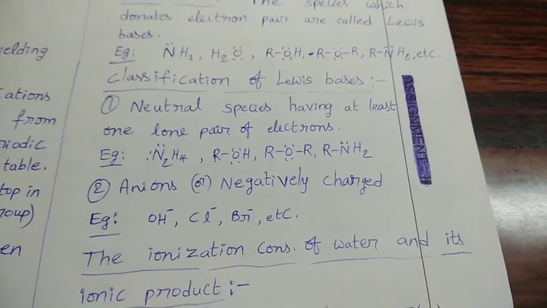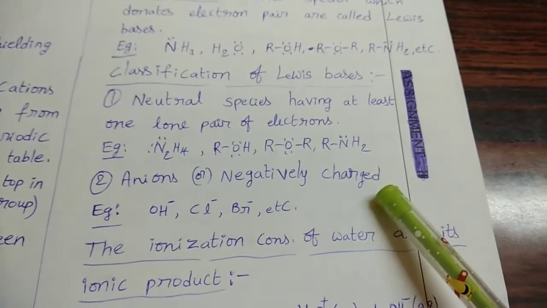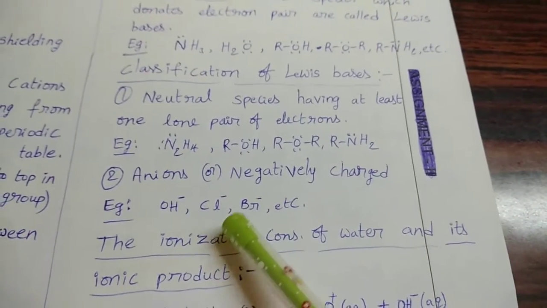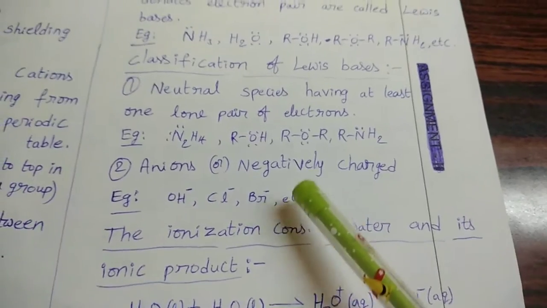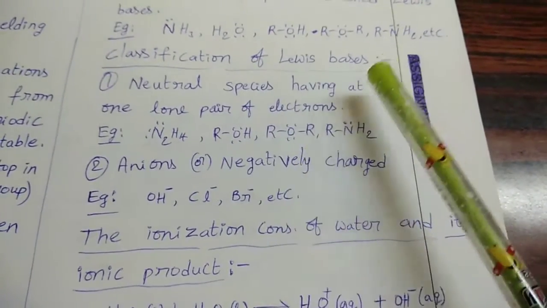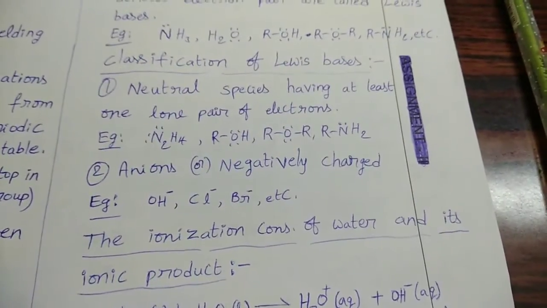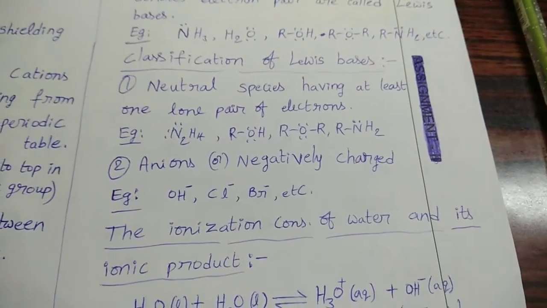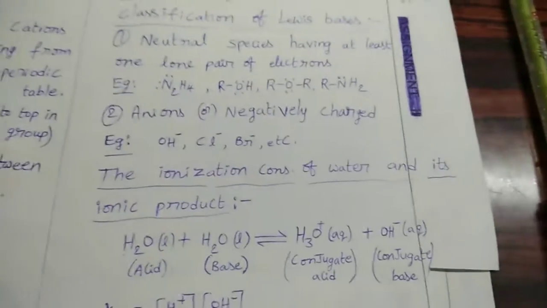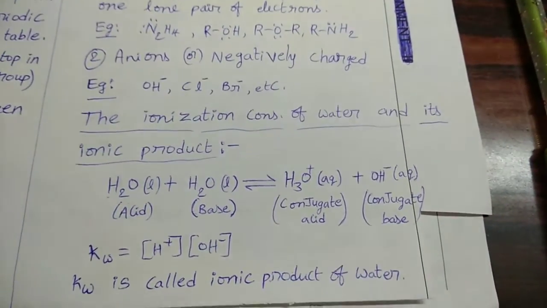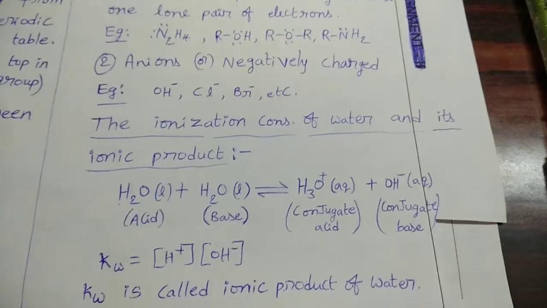Next, anions are negatively charged species. So OH minus, Cl minus, Br minus, these have negative charge and act as Lewis bases. Okay, simple thing: electron pair acceptors are Lewis acids, electron pair donors are Lewis bases. That's all. Next, ionization constant of water and its ionic product.